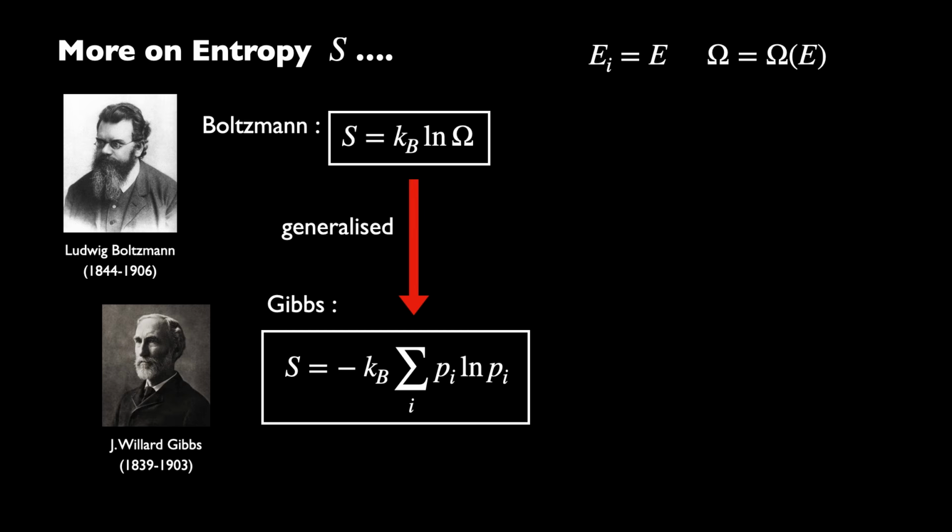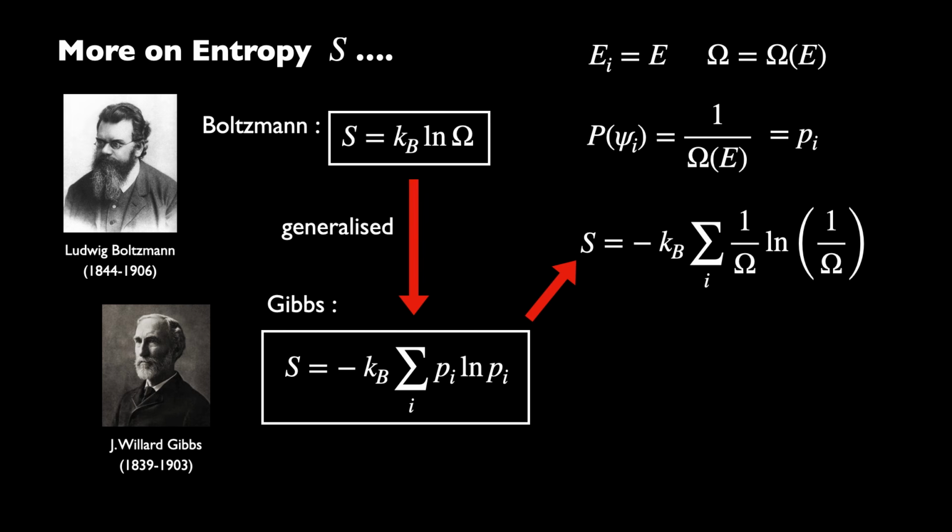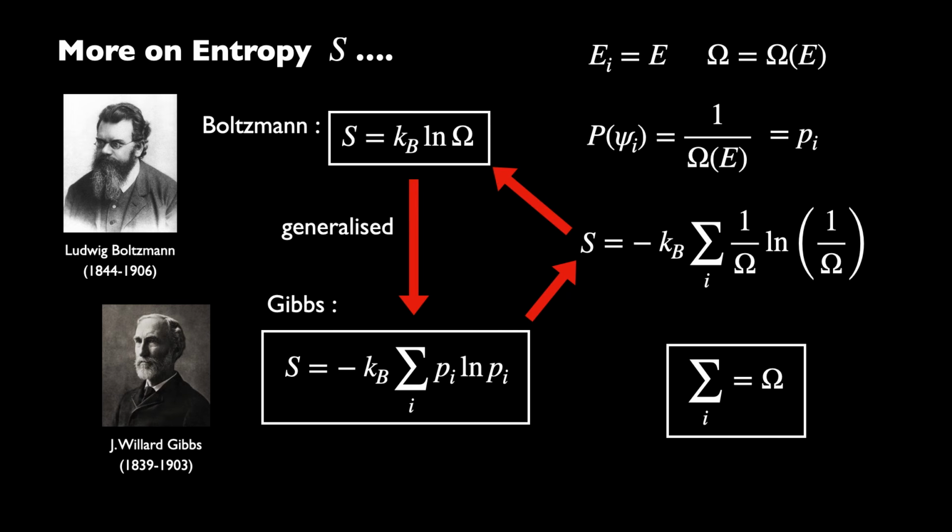To derive the Boltzmann entropy from this expression, apply it to a uniform probability distribution with all p_i's equal to 1 over omega. This gives S equals minus k_B sum over i of 1 over omega times log 1 over omega. Since the summands are independent of i, the sum over i just gives an extra factor of omega. And we end up with the Boltzmann entropy.